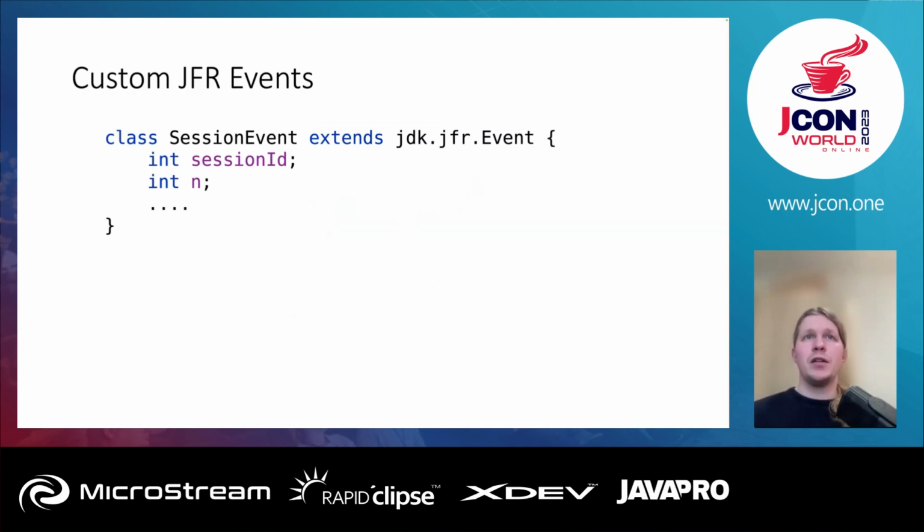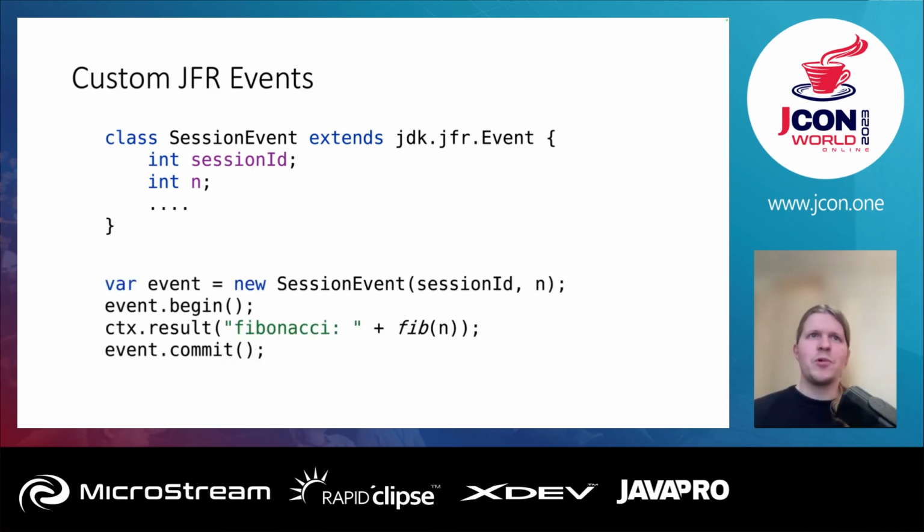And so to create new JFR events, we can just extend the jdk.jfr.Event class, where here we just add two fields, and the dots are just for the constructor. It's nothing more in there.